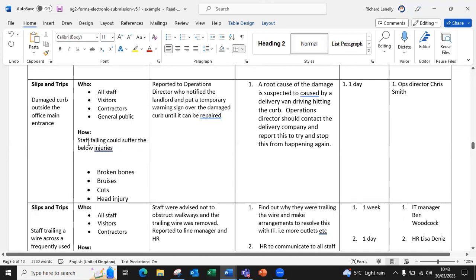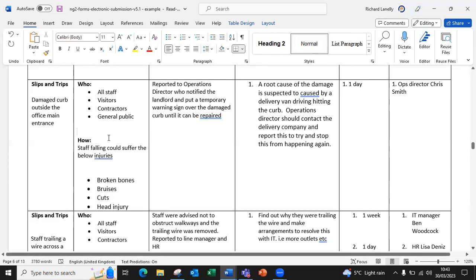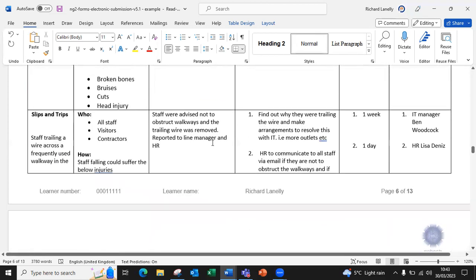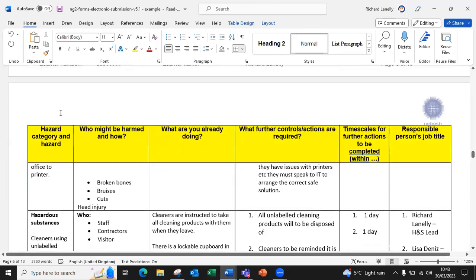Okay, so who? So again, you could put information in here about how you feel that could have been caused. It does mention the root cause of it here actually, so you could put that in here. Then there's a list of injuries, what's currently being done, then what additional things to do. The root cause is expected to be a delivery driver hitting the curb. The operations director should contact the delivery company to try and stop this from happening again. Just report the driver. Just make an effort to try and stop that. And then it goes on.